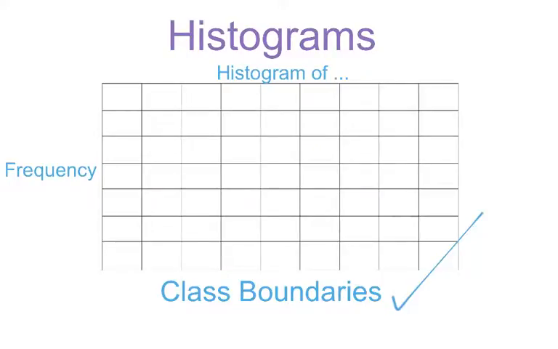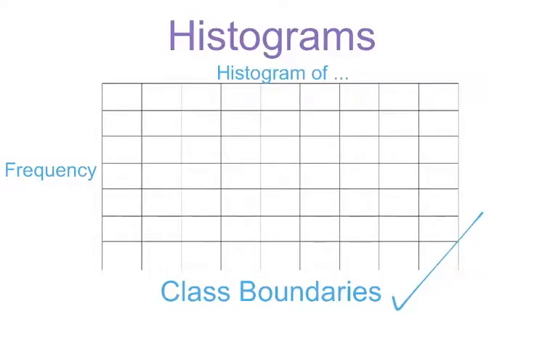Histograms use class boundaries on the x-axis. It's really important to know these key features because they differ for the next 3 data distributions that I'm going to show you. Another important thing to remember is these 3 data displays that I'm about to show you, histograms, frequency polygons, and ogives, are all graphs for quantitative data, meaning measurements, things that have to do with numbers. Nothing in terms of categorical or qualitative data.